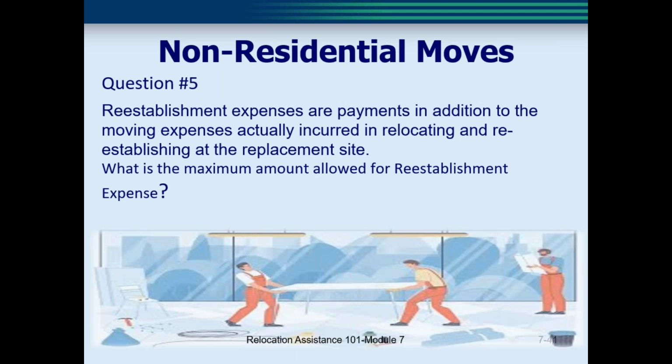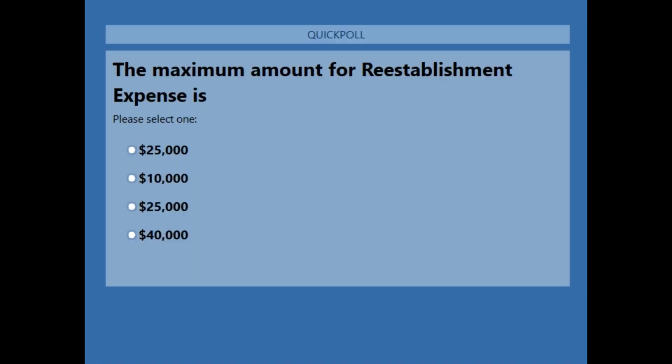Okay, next question. Reestablishment expenses are payments in addition to the moving expenses actually incurred in relocating and reestablishing at the replacement site. So what is the maximum amount allowed for reestablishment? Is it 25,000, 10,000, 28,000, or 40,000?